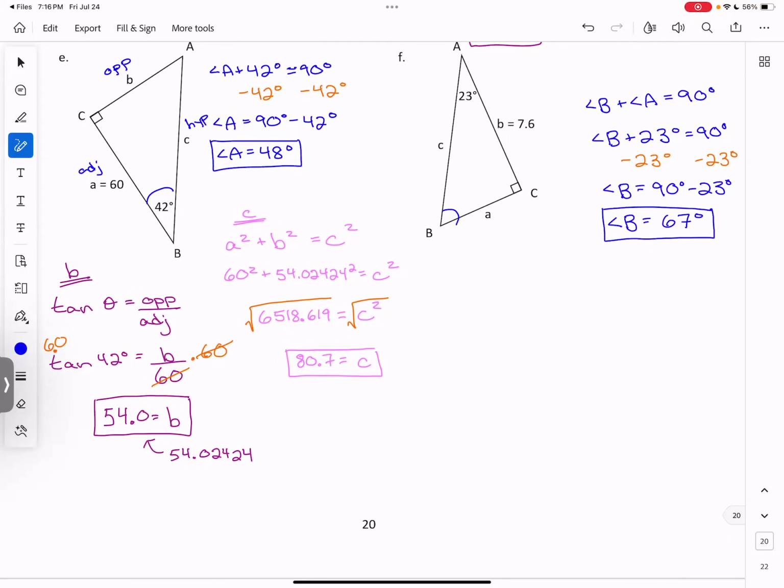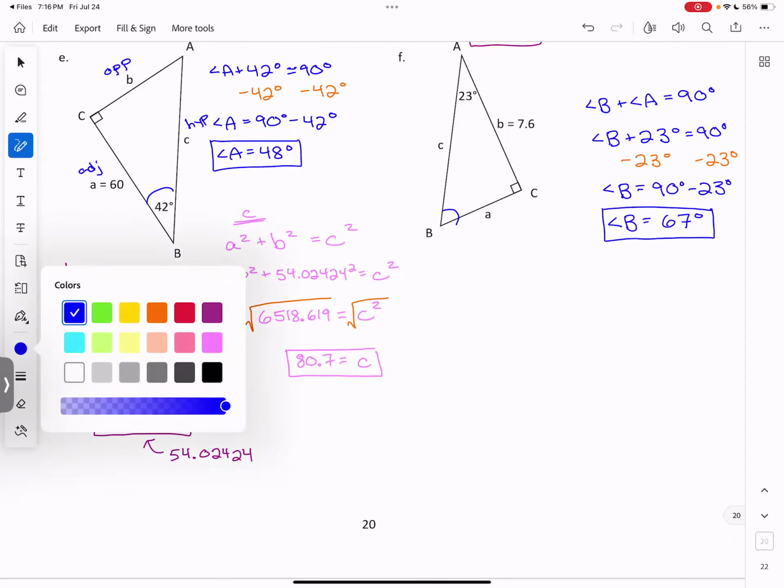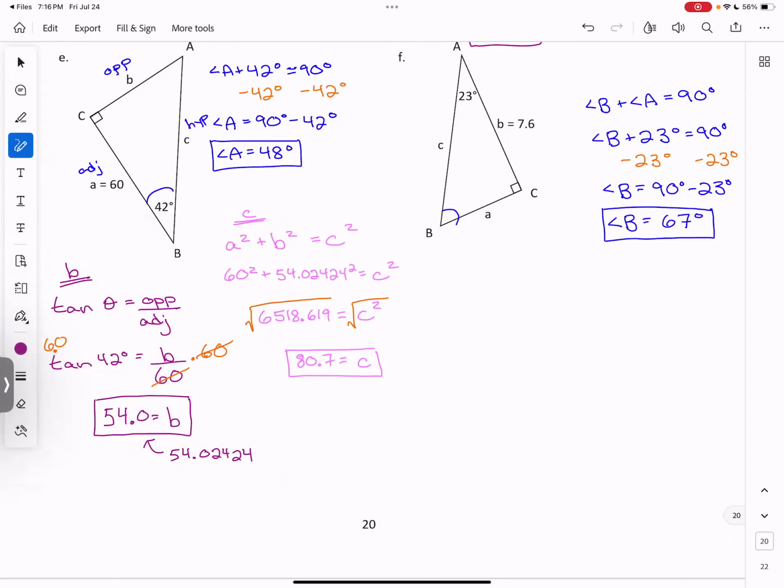All right. Now let's use some SOHCAHTOA to find our side lengths. So relative to my known angle of 23 degrees, little a is my opposite side, little b is my adjacent, and little c is my hypotenuse. So let's start by figuring out our hypotenuse. So we know our adjacent. We want to figure out our hypotenuse, so I'm going to use cosine. So cosine is adjacent over hypotenuse.